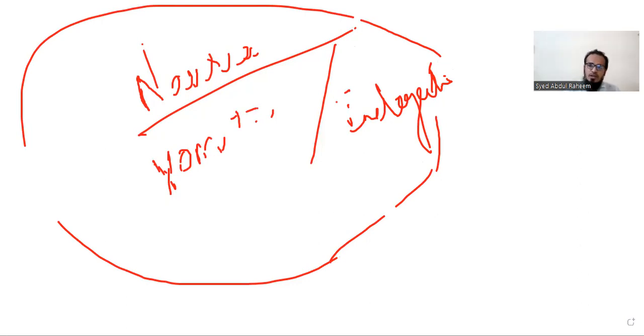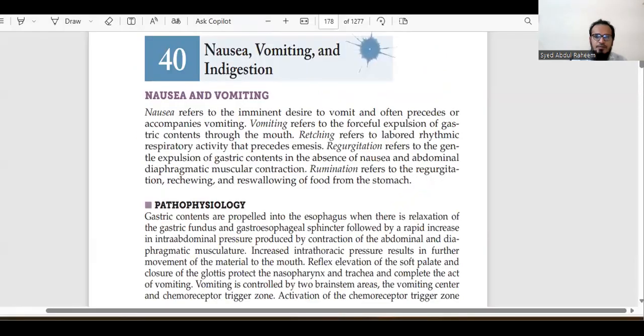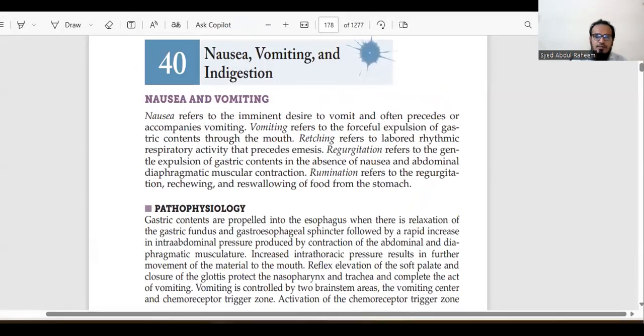What is nausea? How can we explain it in medical terms? Here you can see in this book. Nausea refers to the immense desire to vomit, and often precedes or accompanies vomiting. Basically, nausea means you want to vomit.